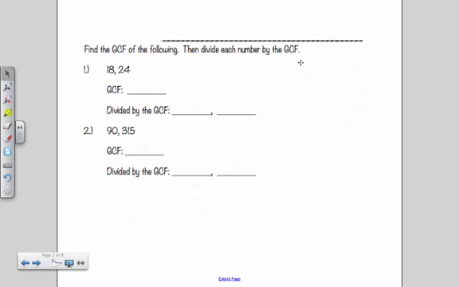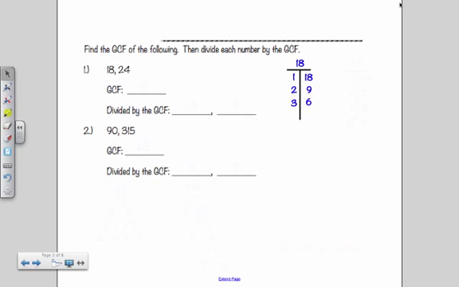I suggest for right now that we just go through this using brute force. So, for example, 18. Let's start with 1. 18 is divisible by 1, so 1 is a factor. 1 and 18 multiply together to give you 18. 2 is also a factor because 18 is divisible by 2, so another set of factors would be 2 and 9. 3 is also a factor because 18 again is divisible by 3, so we'll have 3 and 6.